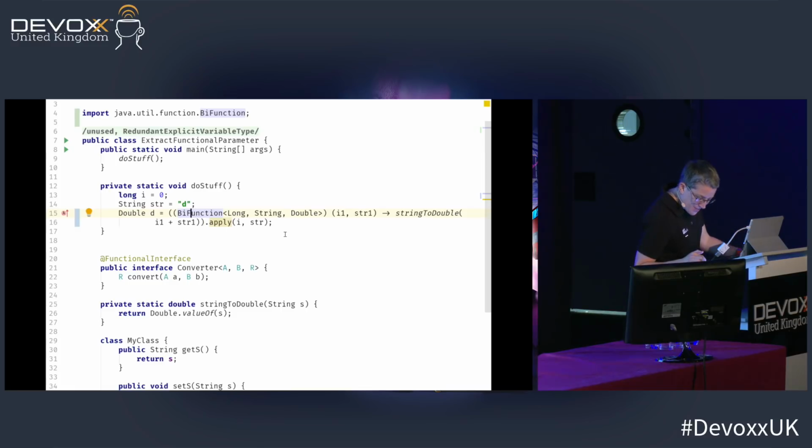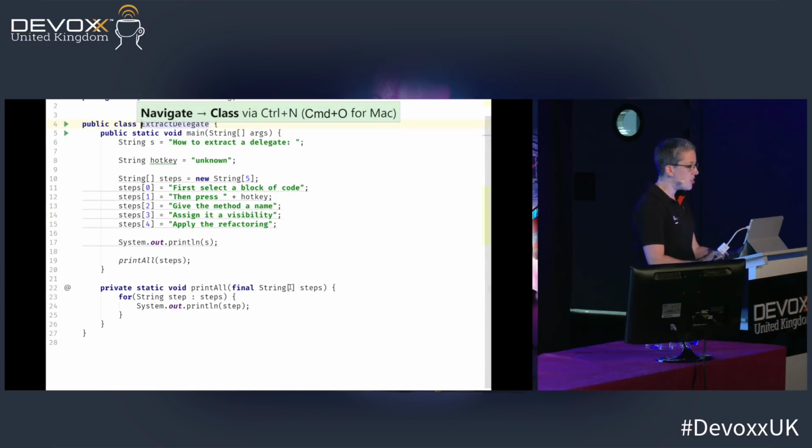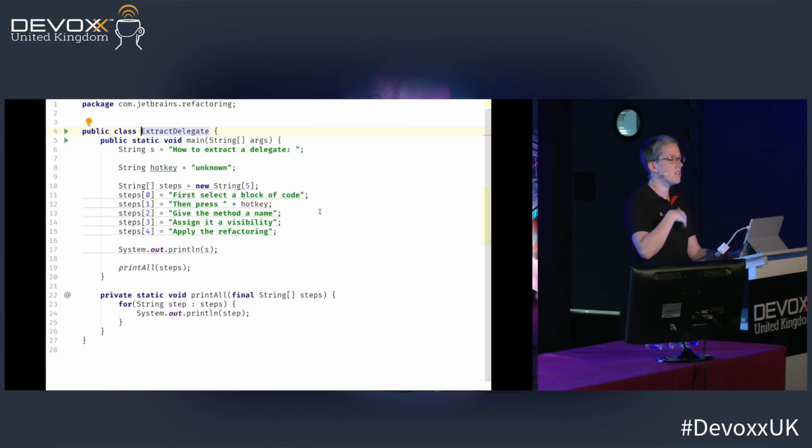Right, so we've got extract delegate. Extract delegate. So refactoring, you've probably already used extract variable, extract field, extract method, because those things are super useful. We can also, this is a weird place to do it.